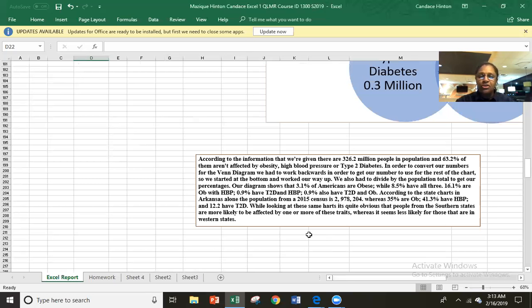According to the state charts, in Arkansas alone, the population from a 2015 census is 2,978,204, whereas 35% are obese, 41.3% have high blood pressure, and 12.2% have type 2 diabetes. While looking at these same charts, it's quite obvious that people from the southern states are more likely to be affected by one or more of these traits, whereas it seems less likely for those that are in western states.